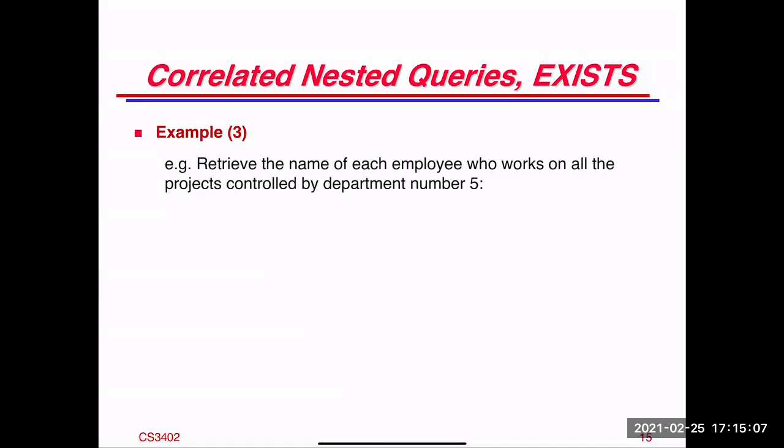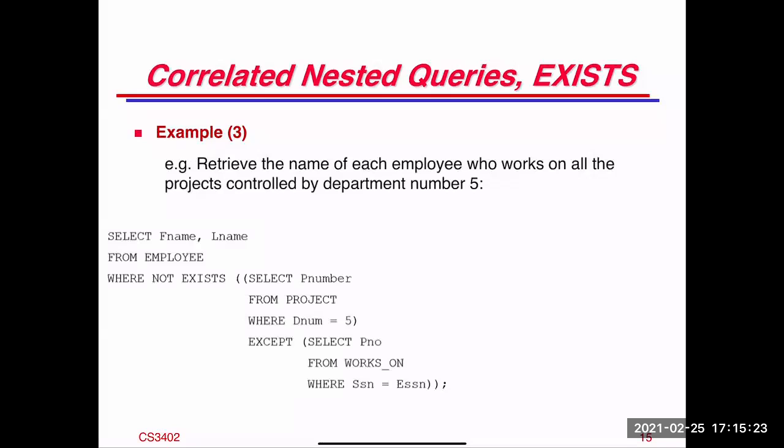And the third example, so now we want to retrieve the name of each employee who works on all projects controlled by the department number 5. So just to remind you, in the company database, each project is controlled by some department. So let's look at how this query works.